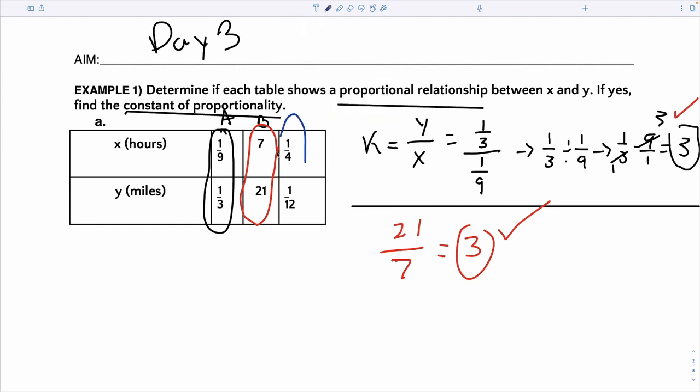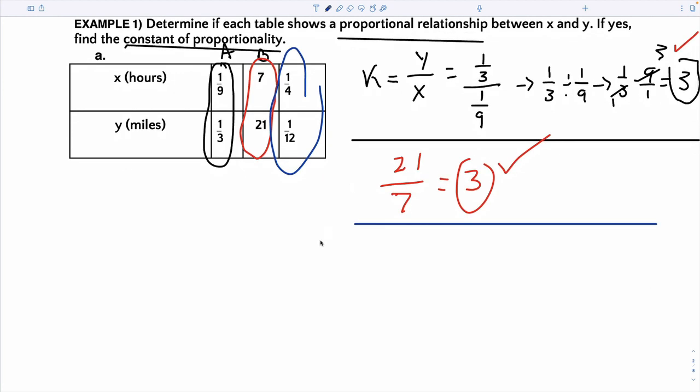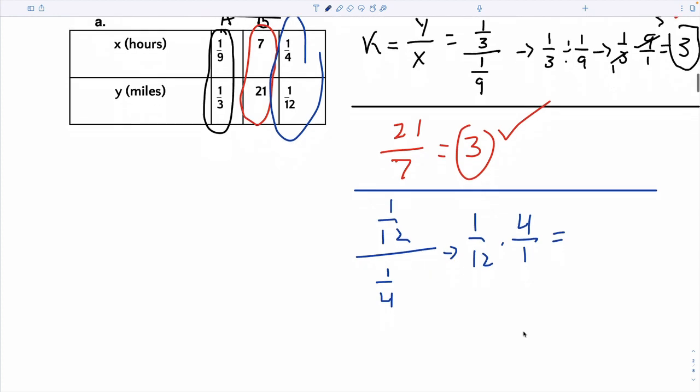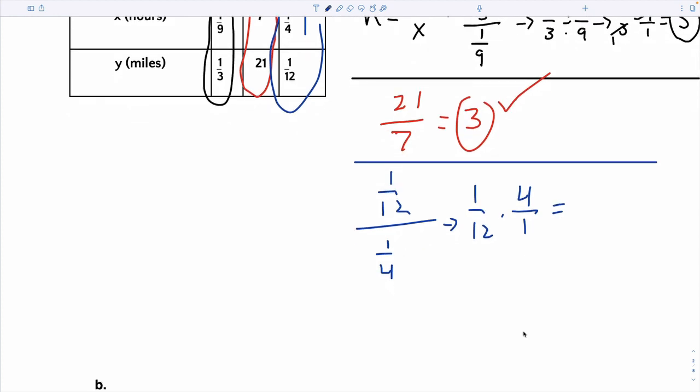1/4 and 1/12. What number goes on the top, Miley? Y or X? Is 1/12 or 1/4 Y? Good. Okay, set this one up and divide. Get the answer after you keep, flip, and change. 1/12 times 4/1. Hopefully it's going to be 3. That means it's proportional.